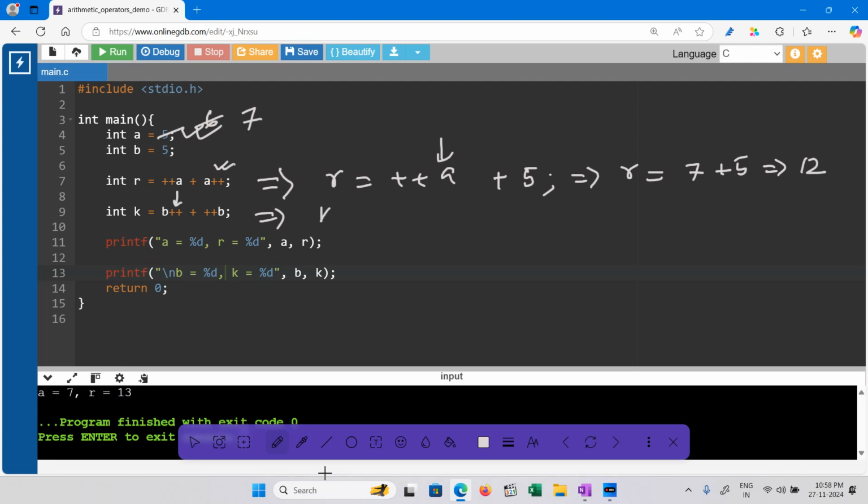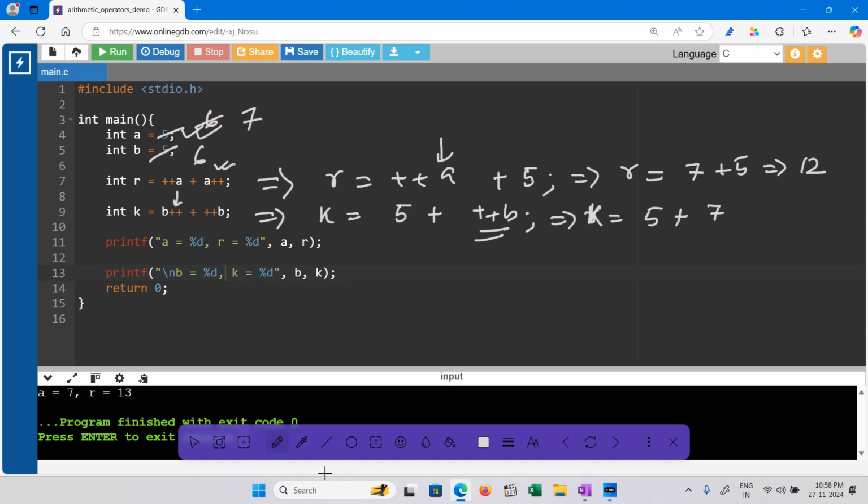5 plus, because of b plus plus, b becomes 6. Okay, then again plus b. So let's calculate it again. Continue. k equal to 5 plus b. What is b? b is 6. So 6 becomes 7, and b also gets 7.